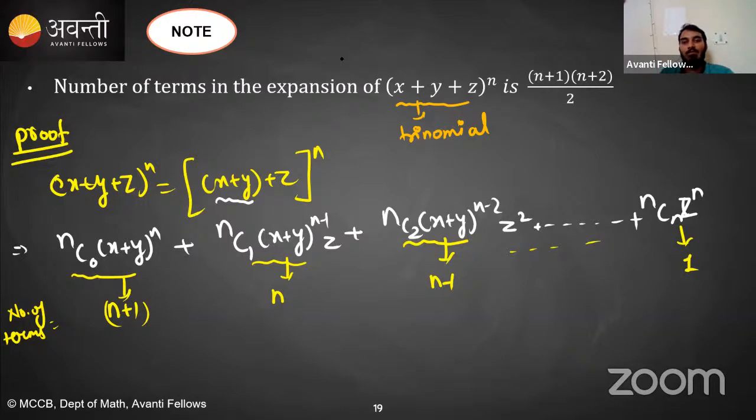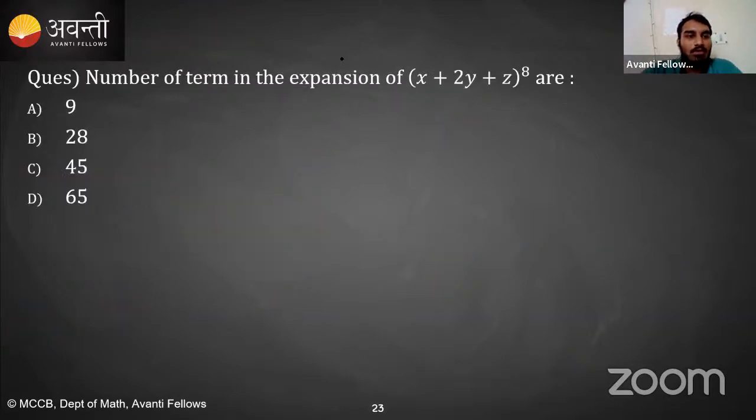So if this is clear, everybody, please quickly let me know the answer of this question. Number of terms in the expansion of (x plus 2y plus z) raised to the power 8. Quickly. Option A, 9. Option B, 28. Option C, 45. Option D. Quickly let me know the answer.